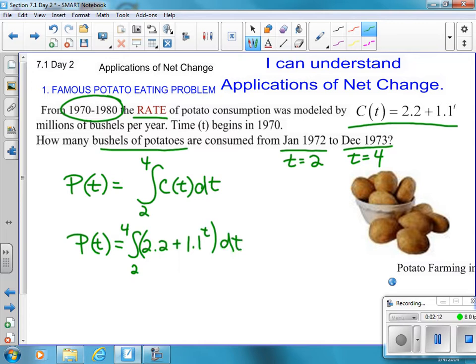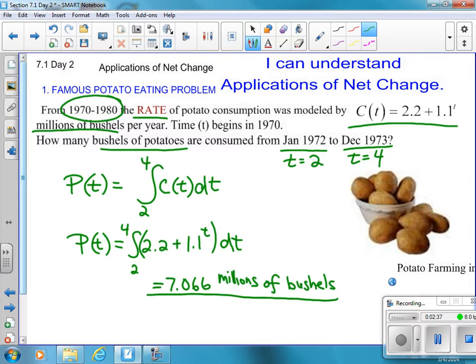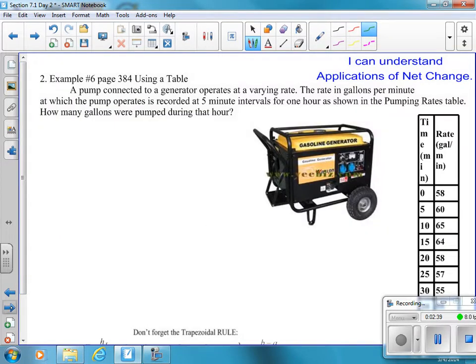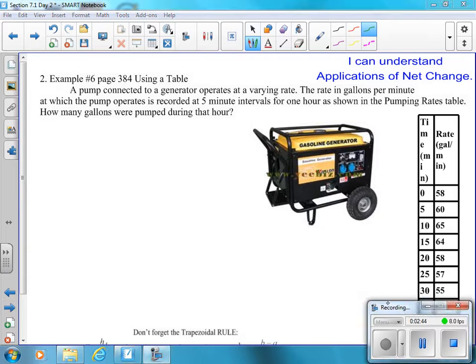Put this in your calculator and you should get 7.066. This is in millions of bushels. That's how many potatoes were consumed. All right, famous problem. The next famous problem is number 6 on page 384, and this is using a table.